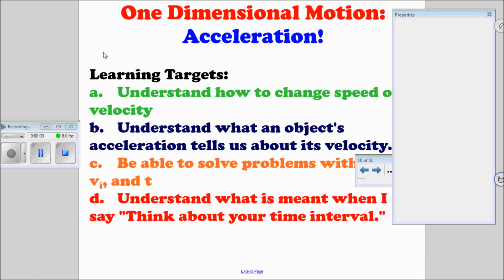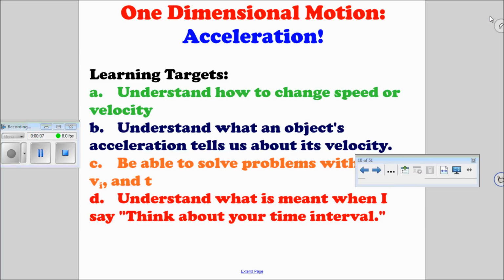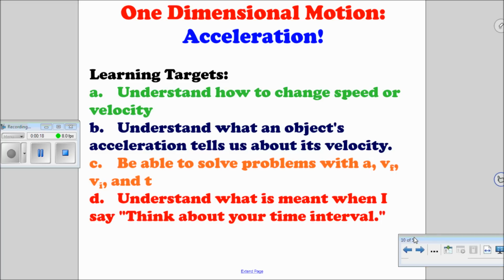All right, so welcome to today's physics video, more one-dimensional motion. Today we're going to be learning about acceleration. By the end of this video, you should understand what an object has to do in order to change its speed or its velocity. You should understand what an object's acceleration tells us about its velocity.